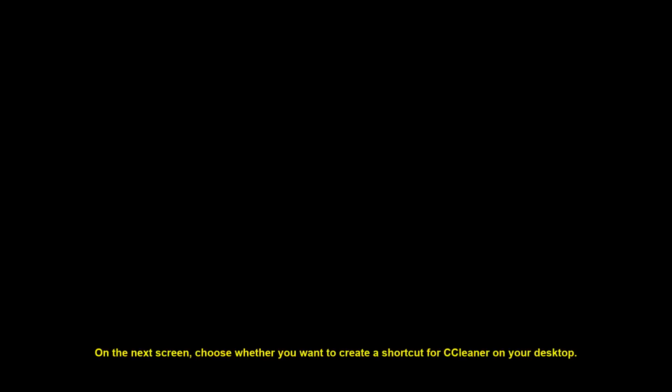On the next screen, choose whether you want to create a shortcut for CCleaner on your desktop. Then, click Install to start the installation. The installation may take a few moments to complete. Once it's finished, you'll see a confirmation screen. Click Run CCleaner to open the program immediately after the installation. You are now ready to begin using CCleaner to clean and optimize your Windows system.